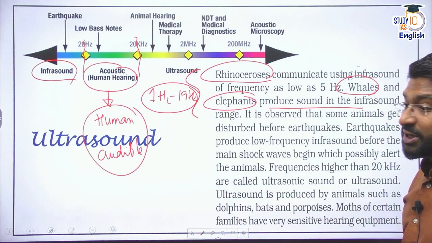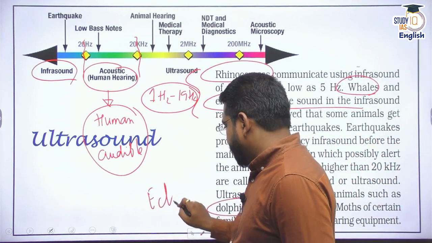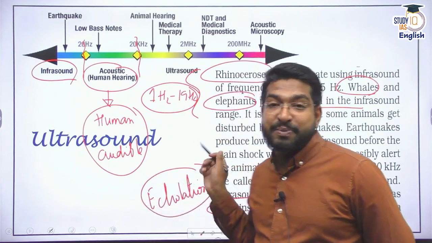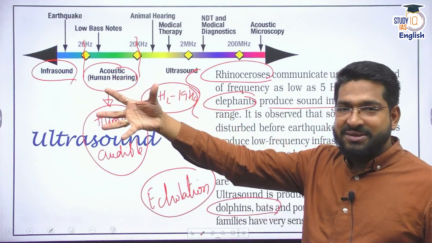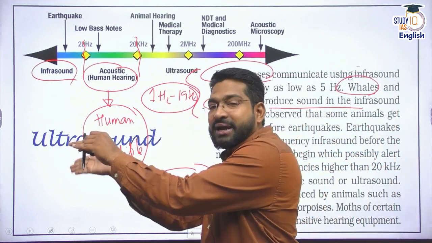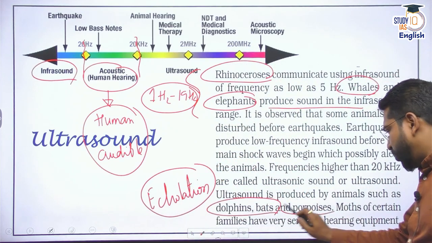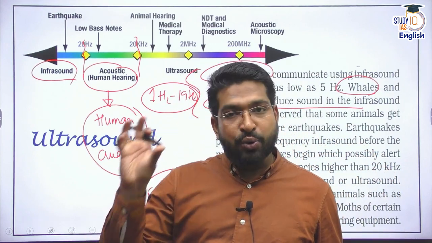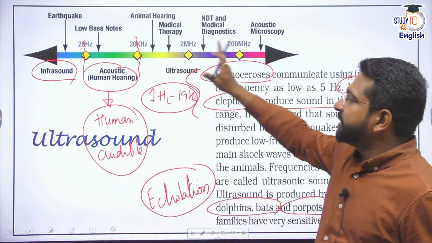For example, especially bats. Now you do know, bats have a concept of echolocation. That means they cannot see. They use the concept of echolocation. As you can see, the reflection of sound helps the bat to navigate. The bats produce some sort of ultrasound. As soon as they see the signal back, that means they understand there is an obstruction. They turn, right? So some dolphins, some bats, some animals like porpoises, they produce ultrasound frequency sound also. Please remember that acoustic range is this, and ultrasound is anything above 20 kilohertz.